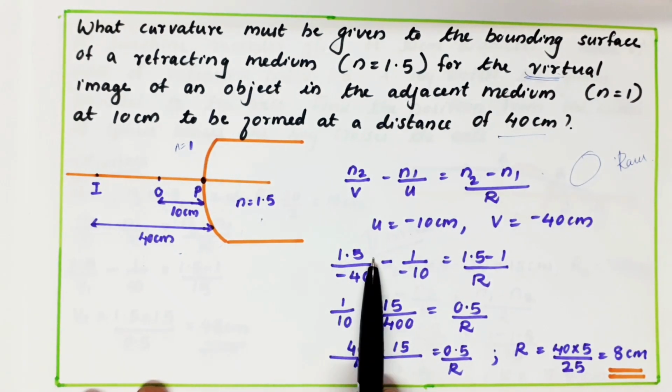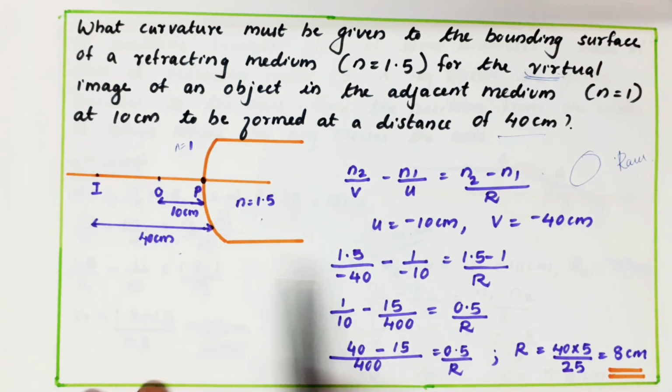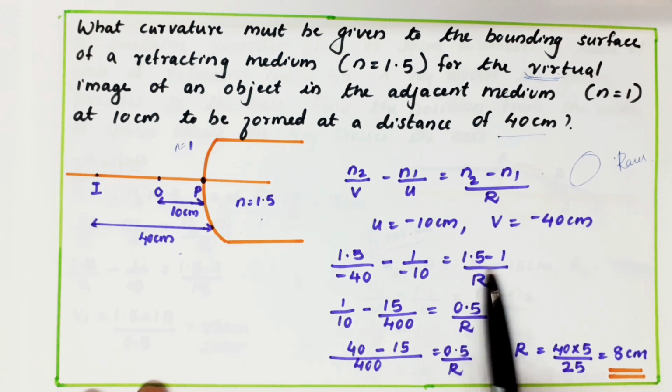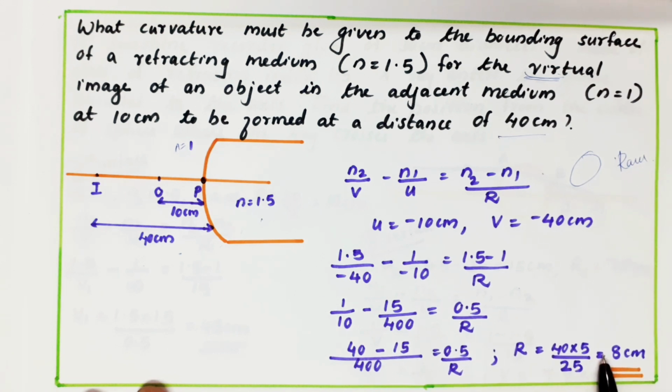N2 is 1.5 by v, minus 40, sign convention. Minus 1 by u, also minus 10, equals 1.5 minus 1 by r. Substitute. 1 by 10 minus 15 by 400 equals 0.5 by r. 40 minus 15 by 400 equals 0.5 by r. R equal 40 into 5 by 25, that is 8 centimeter.